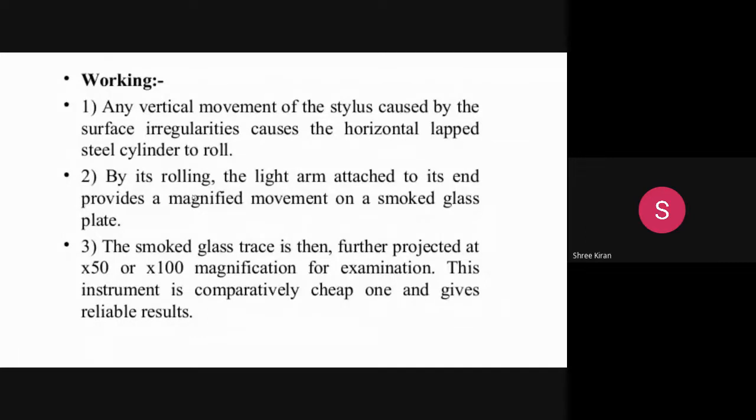So this instrument is comparatively cheap, and it gives almost reliable results. The smoked glass traces are further projected at X50 or X100 magnification for examination, where this instrument is comparatively cheap and gives reliable results.